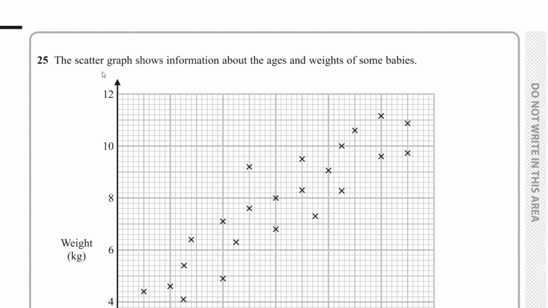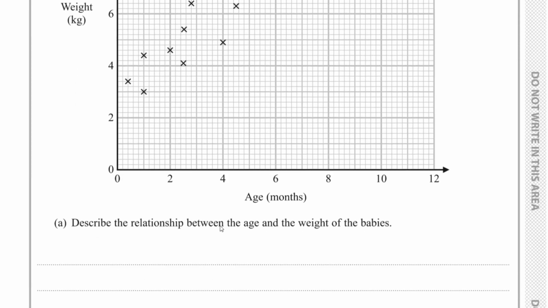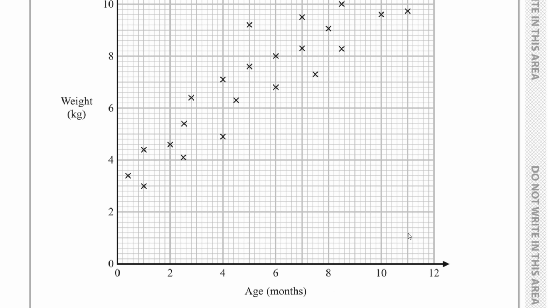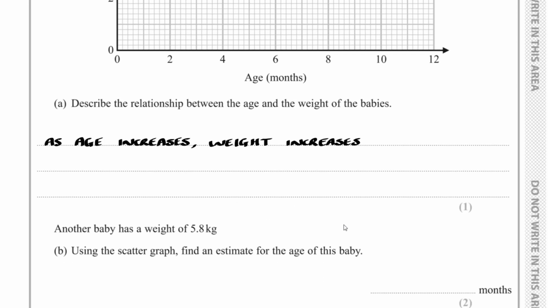Question number 25. The scatter graph shows information about the ages and weights of some babies, as we see here. For part A, we have to describe the relationship between age and the weight of the babies. Well, as we see, as age increases, the weight also increases. So as the age increases, weight also increases.